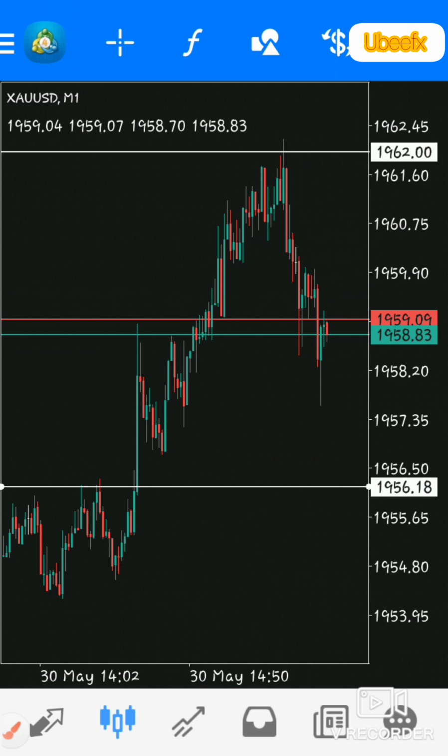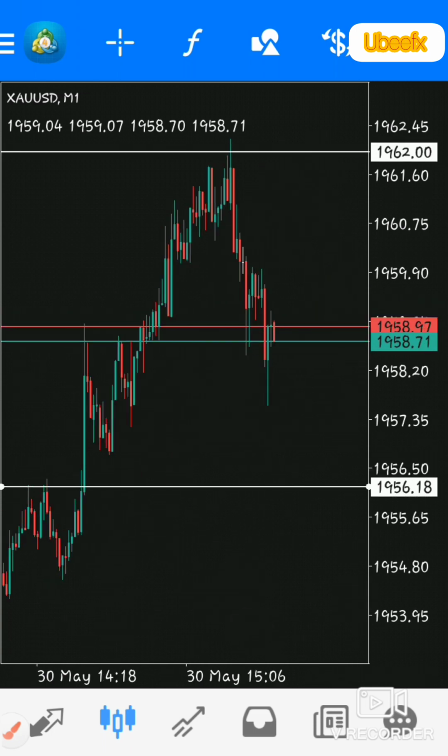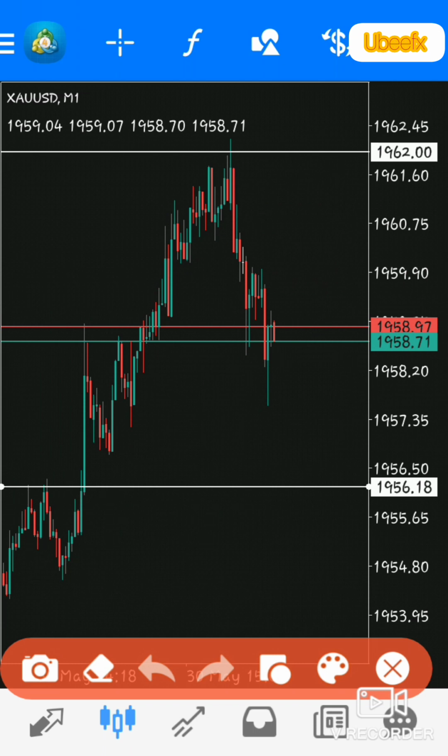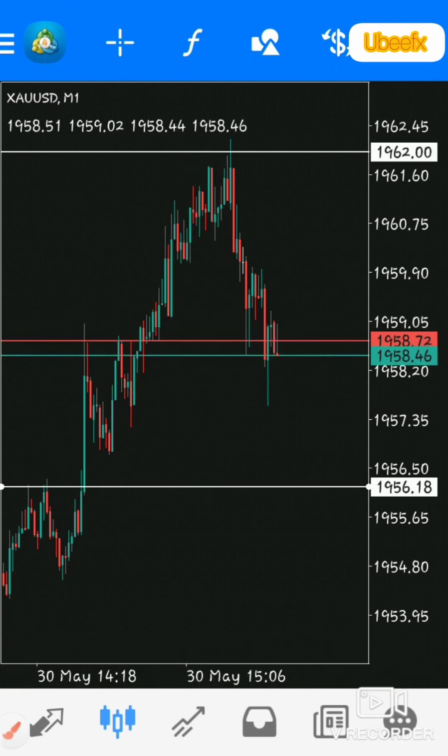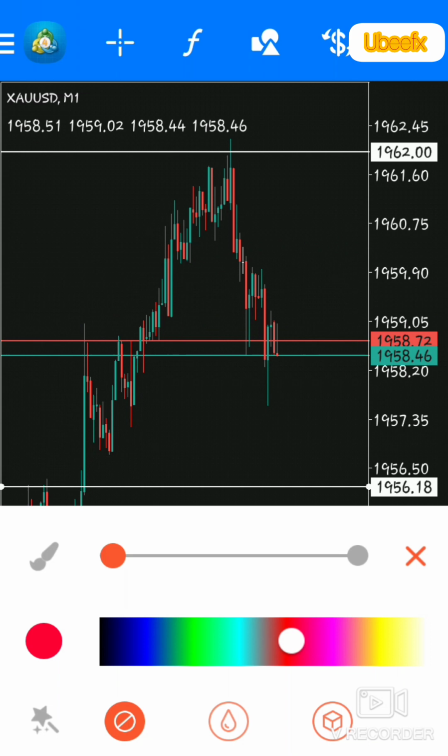So now you can see again, gold formed more liquidity here. Gold created a new liquidity here, then came back, cleared it off, and created another liquidity here, came up, and immediately took this last liquidity here.